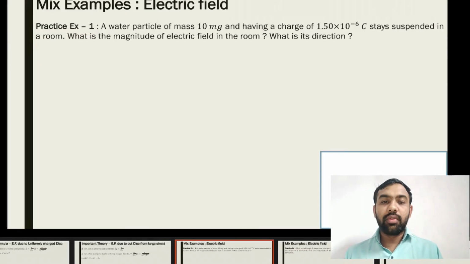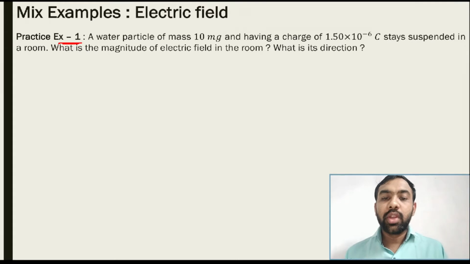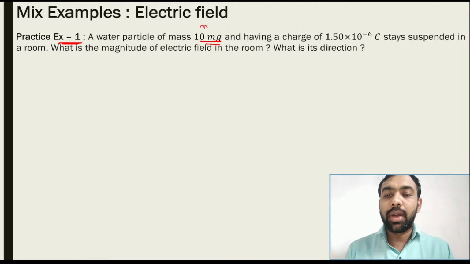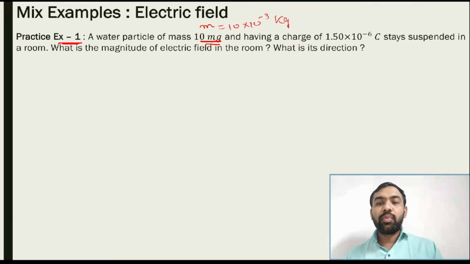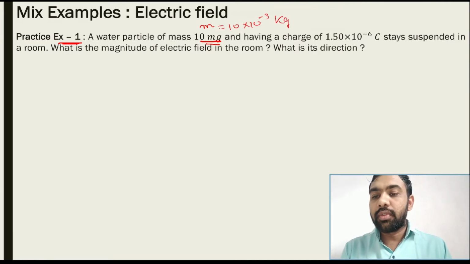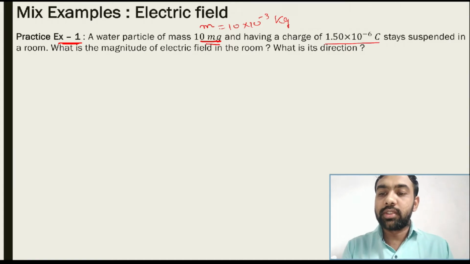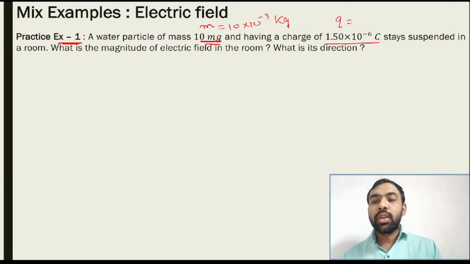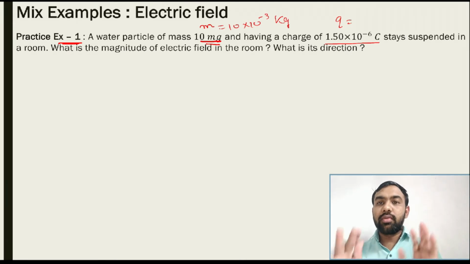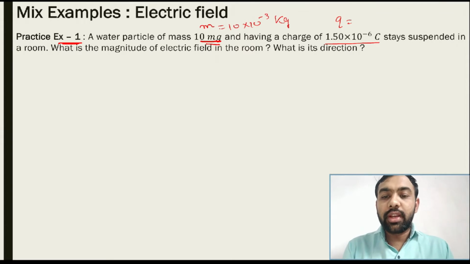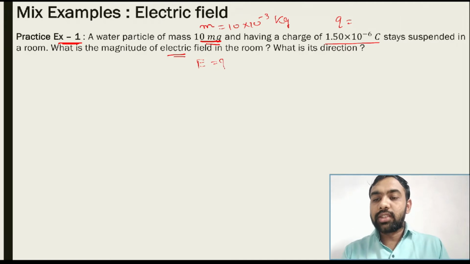Example number 1. A water particle of mass 10 milligram. So let's consider m is equal to 10 milligram. Convert this data: 10 into 10 raised to minus 3 kg, having a charge of 1.5 into 10 raised to minus 6 coulomb. So Q is equal to 1.5 into 10 raised to minus 6 coulomb, stays suspended in a room. What is the magnitude of electric field? First we have to find out E and the direction.